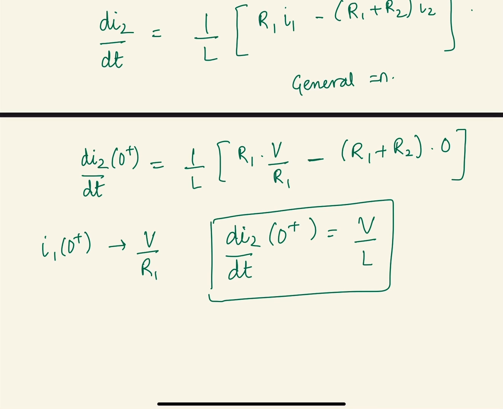So what is this term? You should not get confused. This is the rate of change of current at time t equal to 0 plus only, because you have put in specific values. You must take note that this equation will hold only for time t equal to 0 plus.